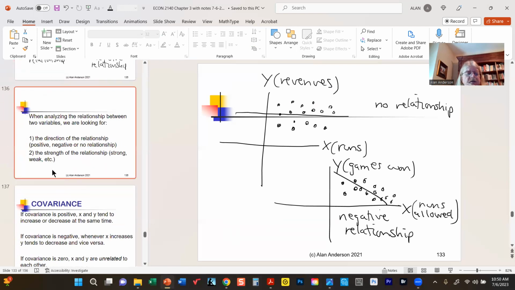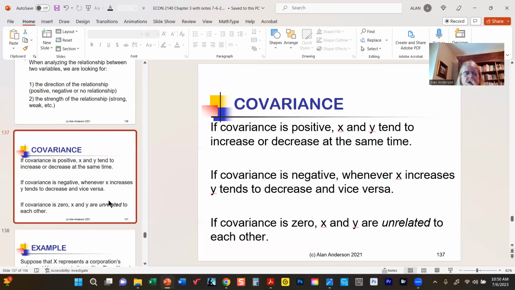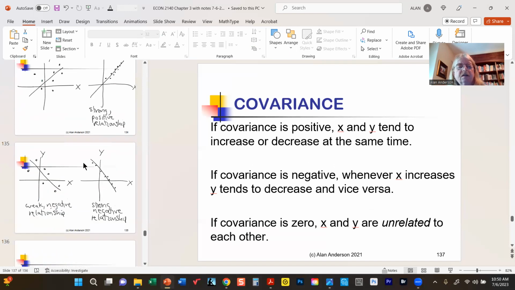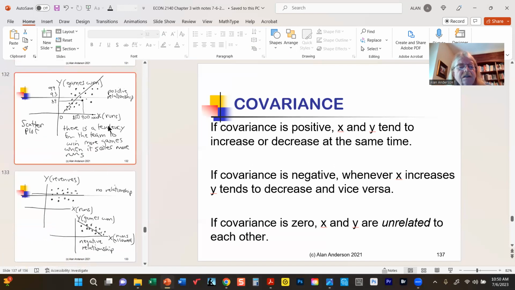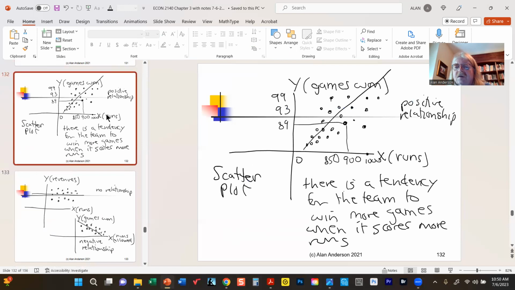And then the third possibility is, of course, that the covariance is positive, which means they both tend to rise or fall together, just like the runs scored and the games won. So with this graph, you would have a covariance that's positive.